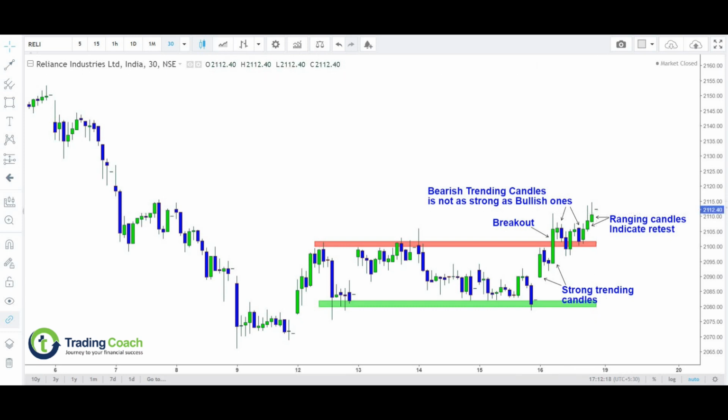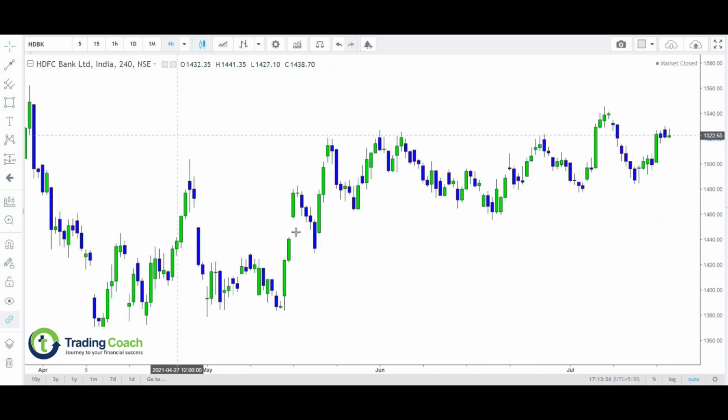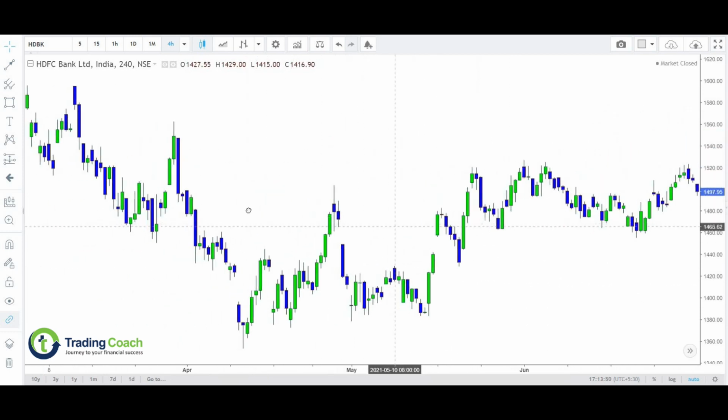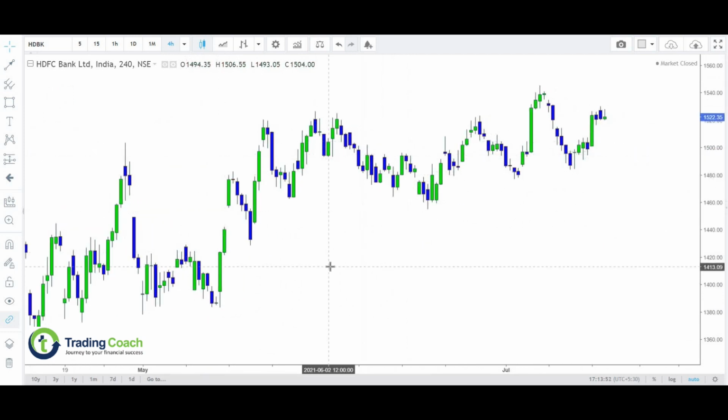Alright. Now let us look at one more example. So far we have used horizontal support and resistance. Now let us use parallel support and resistance, and try to do the same. Right now I'm looking at the HDFC Bank 4-hour time frame. If you look at the chart, we can see a very good sideways market, but it is not like a straightforward sideways movement.